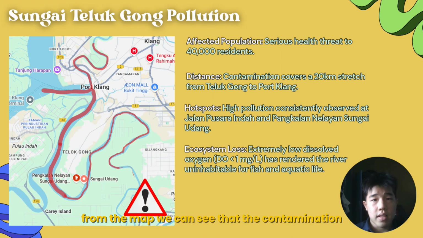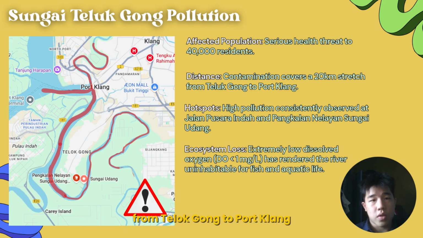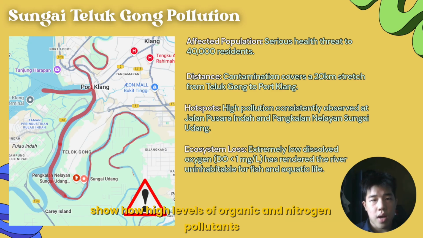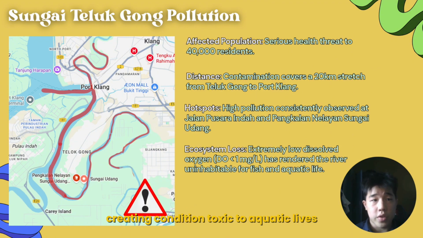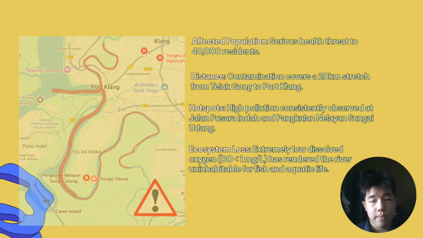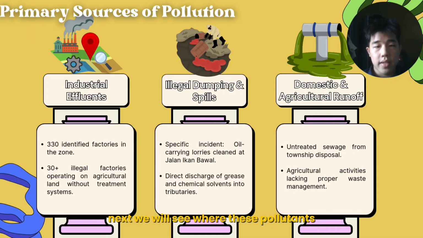From the map, we can see that the contamination stretches about 20 kilometers from Teluk Gong to Port Klang, with 4 main sampling locations: Jalan Pusara Indah, Jalan Teluk Gong Bridge, Pangkalan Nelayan Sungai Undang, and Pangkalan Nelayan Jalan Prajurit. Independent lab tests show high levels of organic and nitrogen pollutants, creating conditions toxic to aquatic life. Next, we will see where these pollutants are coming from and what activities are contributing to the river's condition.